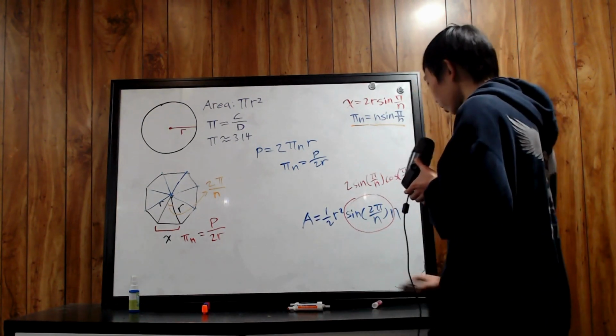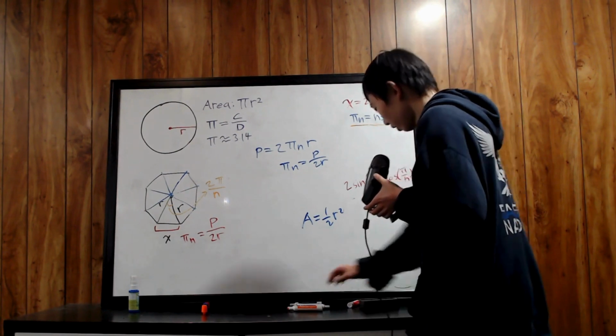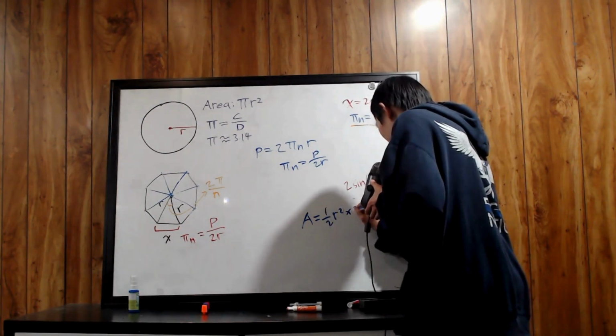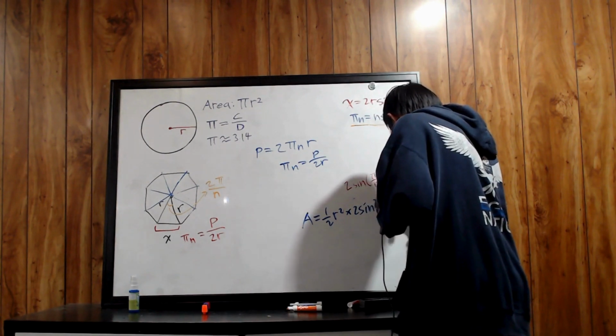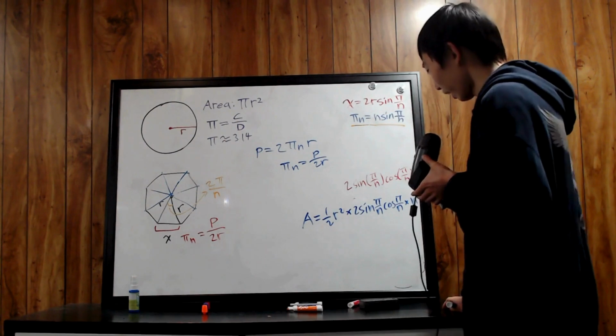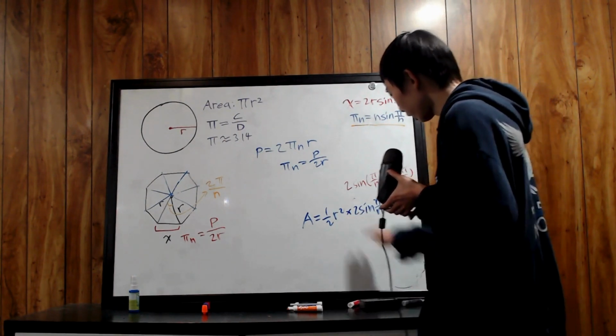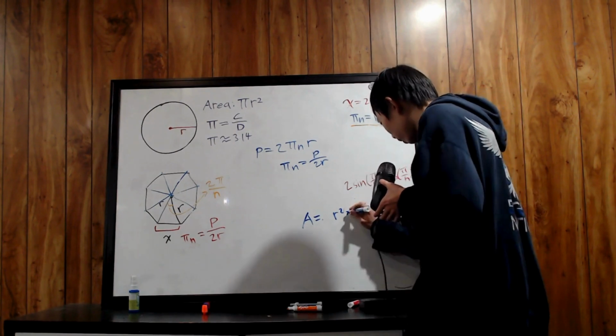Okay, so now let's replace this with this. So let's go ahead and do that. So here we have times 2 sine π over n times cosine π over n times n. Okay, we have 2 and 1/2. This just cancels out to 1. And there you have it.